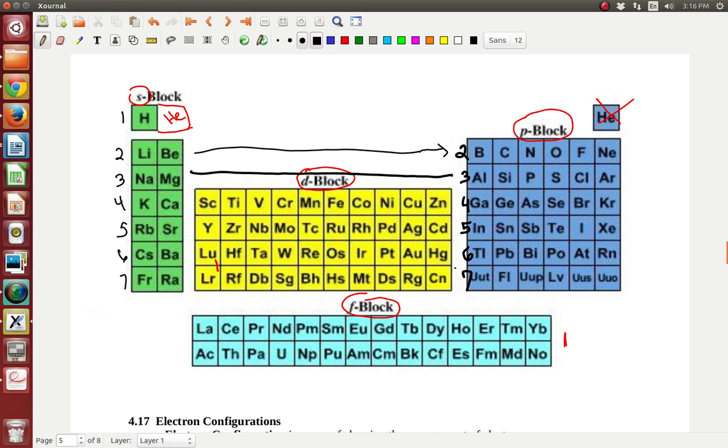And the weird thing is the middle section. The middle section, these yellow guys right here, they are transition metals. And the middle section has to go down on energy level. This is 3, 4, 5, and 6.